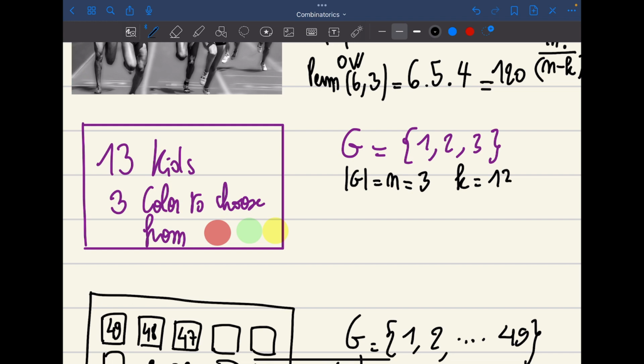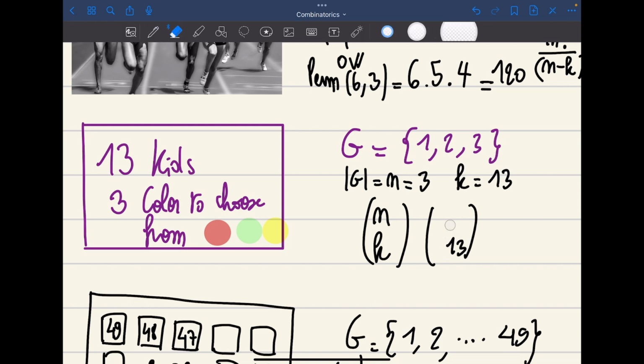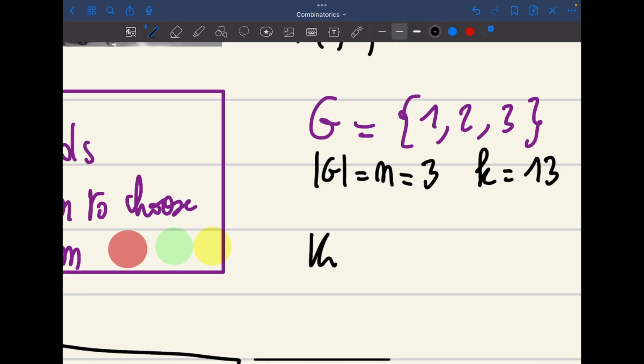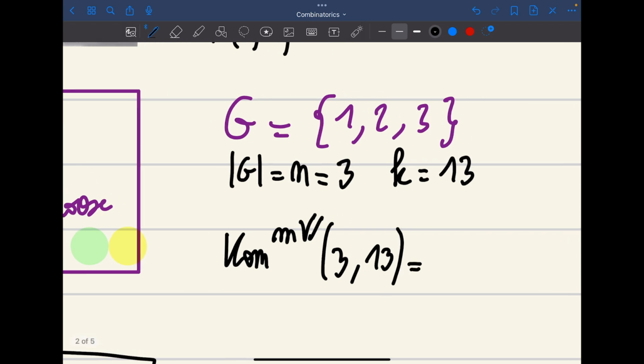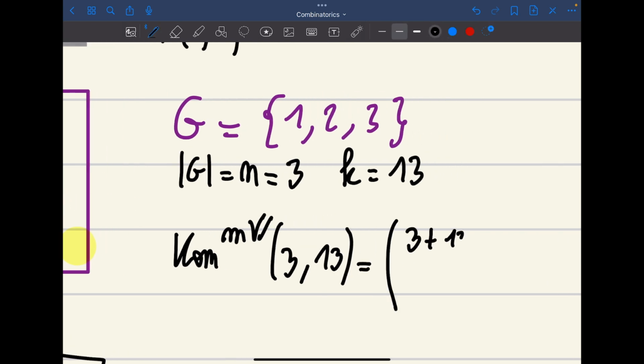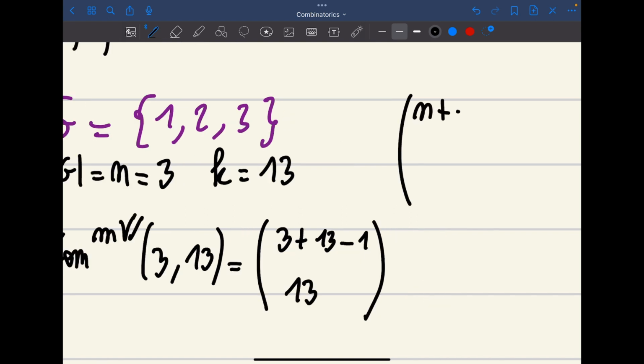And here you see there's a problem. Because if I use the same formula, I have 13 choose 3, and n should always be greater than k. So the formula will be a bit different. The number of combinations with repetition from 3, 13 is equal to (3 plus 13 minus 1) on top of 13. So (n plus k minus 1) over k. That's what we have to remember.